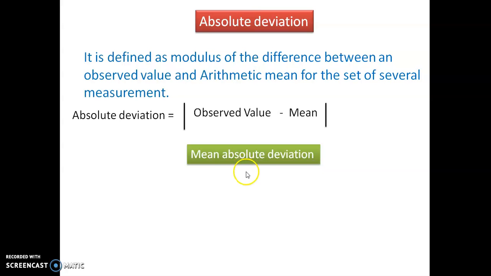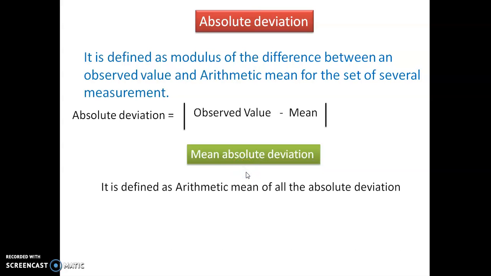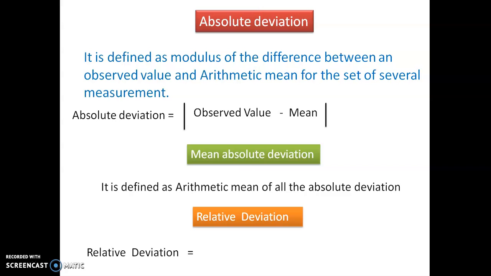Now we see the mean absolute deviation. It is defined as the arithmetic mean of all the absolute deviations. Relative deviation is calculated as mean absolute deviation upon mean, times 100.